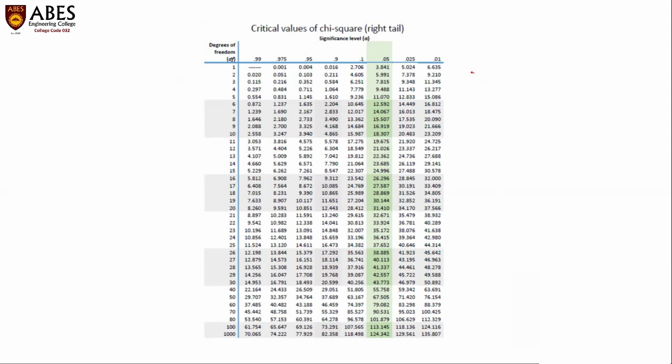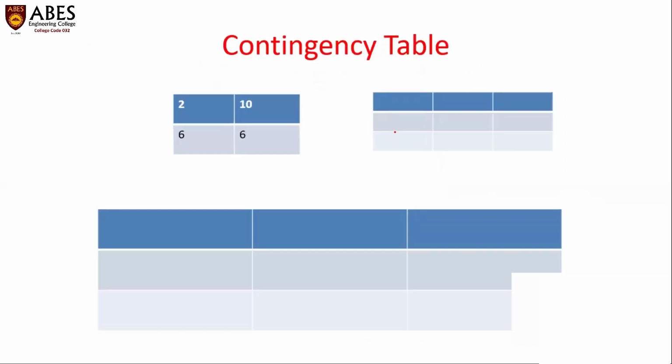Again, here's the table that is used for the purpose of finding chi-square tabulated, and chi-square tabulated is found by keeping level of significance alpha and degree of freedom beta in mind. The first row gives us level of significance, first column gives us degree of freedom, and their intersection point gives us the required value, tabulated value of chi-square. So before moving further towards the example, we are going to learn how to construct contingency table.